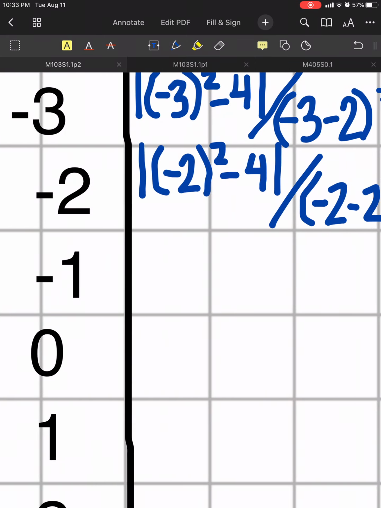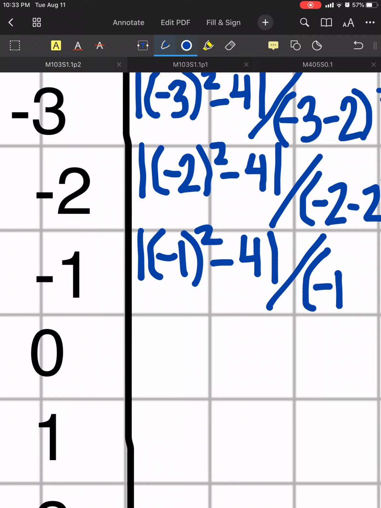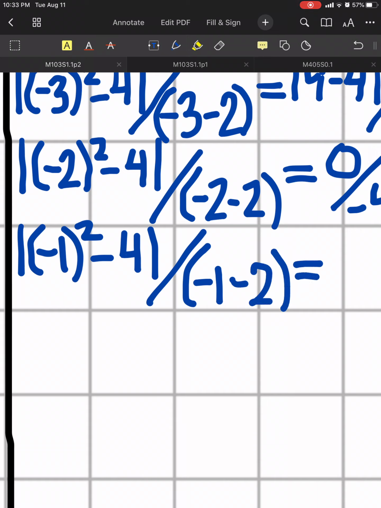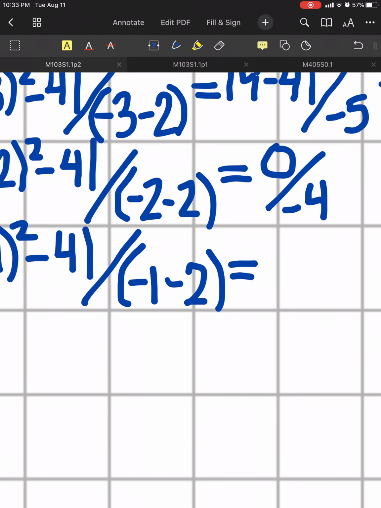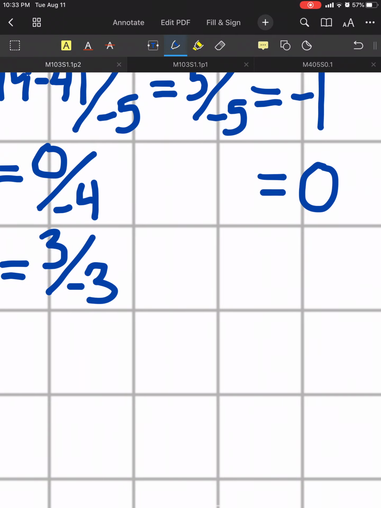You do have to do each one because you can't always predict what they're going to do. So next one, I'm going to get the absolute value of negative 1 squared minus 4 over negative 1 minus 2. The top then becomes 1 minus 4, which is negative 3, but absolute value of that is 3, over negative 3. And if I work that out over here, I should get another negative 1.